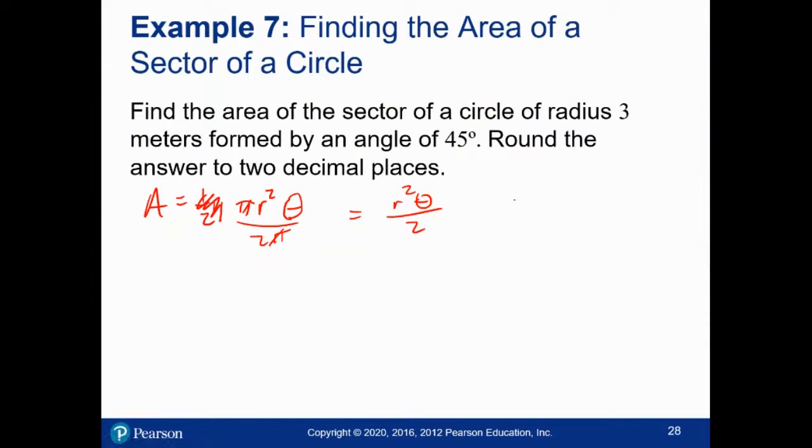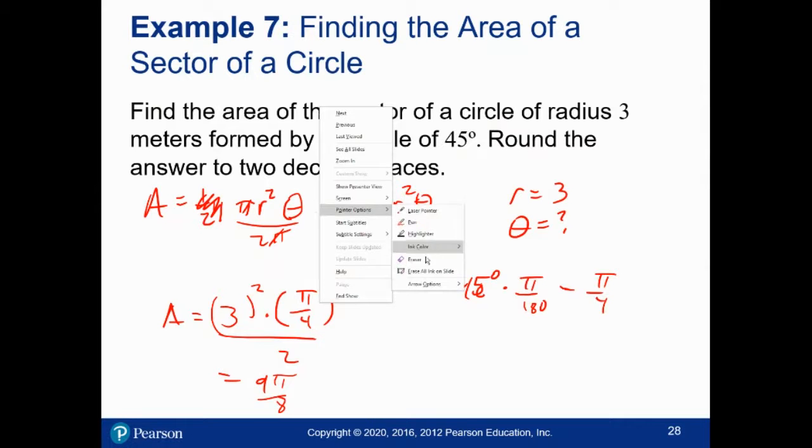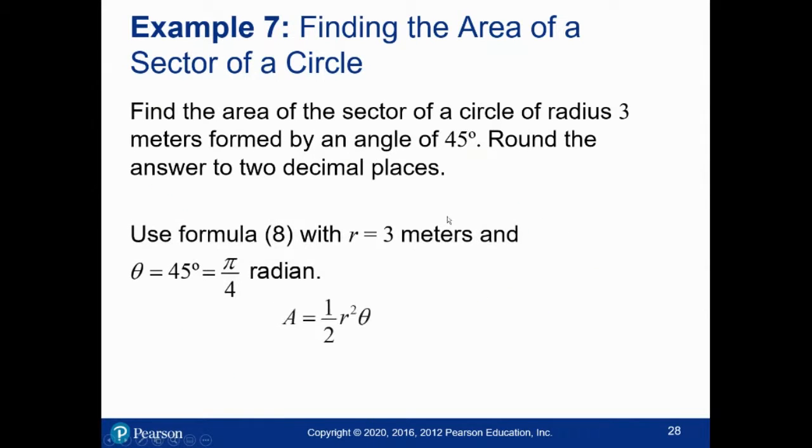So now we have a circle and r is 3, but what's theta? Well, it's 45 degrees, but we need to convert that into radians. So we multiply by pi over 180, and we end up with pi over 4 radians. So the area is going to be the radius squared times the angle measured in radians over 2. And this is going to be 9 pi over 8, which we estimate to 2 decimal places. If this were an exam, just leave it as 9 pi over 8, you're fine. You never need a calculator on exams. Okay, so we convert to pi over 4 radians. We use the formula 9 pi over 8, which is approximately 3.53.